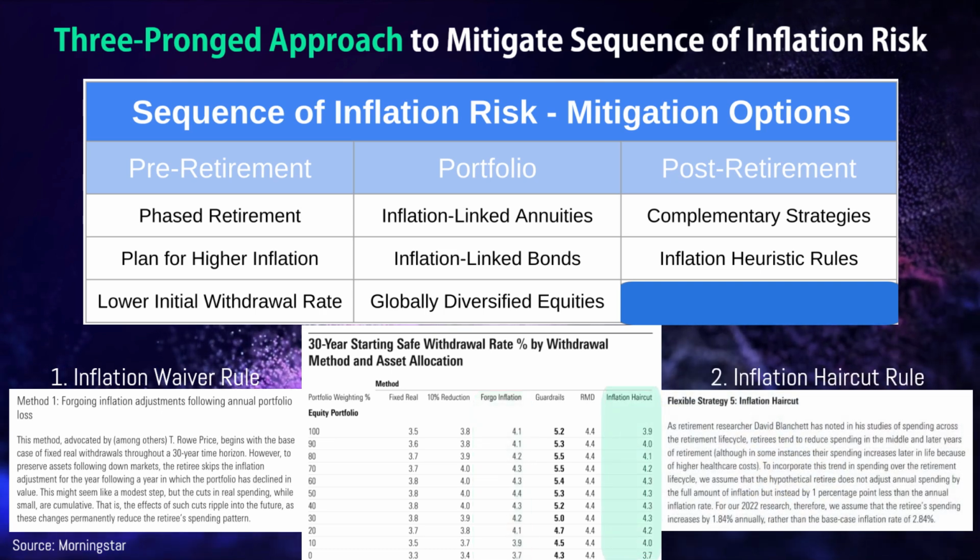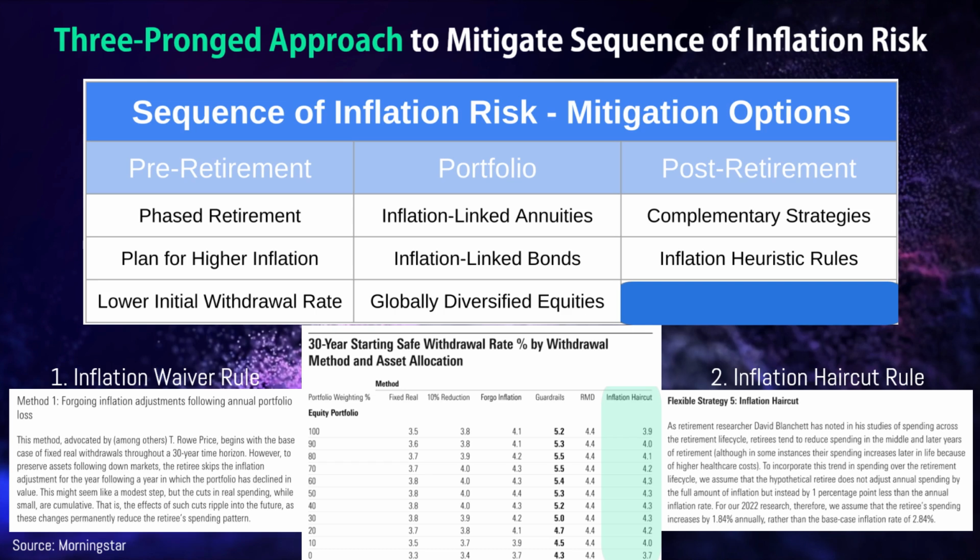The second is the inflation haircut rule, which I think of as a lighter version of the inflation waiver rule. Instead of entirely skipping the inflation adjustment, it reduces the adjustment by 1% for a given year, regardless of portfolio performance. Research by David Blanchett shows that this approach can result in a 0.5% higher initial withdrawal rate, while maintaining a 90% success rate with a 50-50 portfolio.